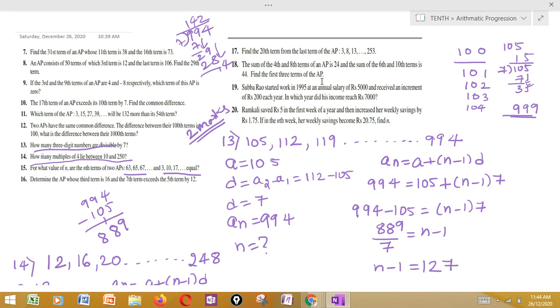Sum of 4th and 8th term of an AP is 24 and the sum of 6th and 10th term is 44. Find the first three terms of AP. What does that mean? What do you mean by that?